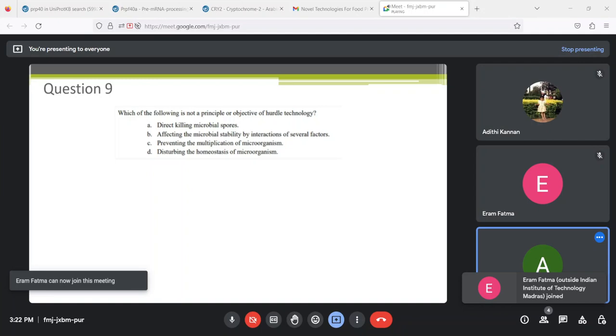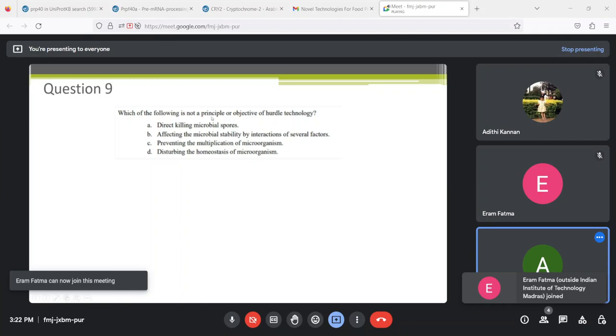As we discussed, in hurdle technology you have multiple hurdles at the end of which microorganisms are metabolically exhausted. So B is correct, affecting the microbial stability by interaction of several factors. Several factors will synergistically affect the microbial stability, and at the end of the hurdles your microbes will be metabolically exhausted. You might not sometimes kill the microorganisms; it will just be metabolically exhausted, so that it will no longer be able to multiply.